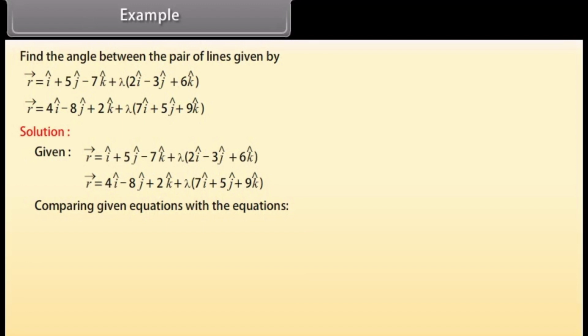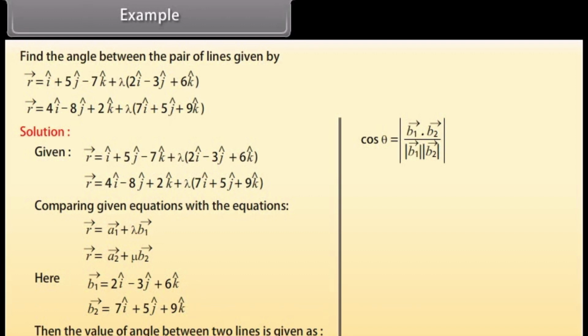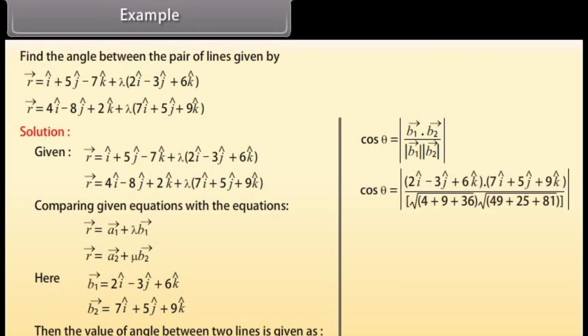Comparing the given equations with vector r equals vector a1 plus lambda vector b1 and vector r equals vector a2 plus mu vector b2, here vector b1 equals 2i minus 3j plus 6k, and vector b2 is equal to 7i plus 5j plus 9k. Then the angle between two lines is given as cos theta equals modulus of (vector b1 dot vector b2) by (modulus of vector b1 into modulus of vector b2). Cos theta equals modulus of the dot product of (2i minus 3j plus 6k) and (7i plus 5j plus 9k) divided by square root of (4 plus 9 plus 36) into square root of (49 plus 25 plus 81).